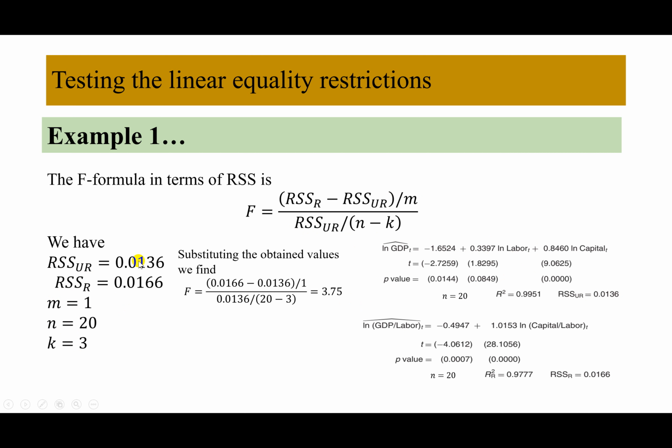So substituting these values into the formula will give the F value. Here F is equal to 0.0166 minus 0.0136 divided by 1, divided by 0.0136 divided by 20 minus 3. After simplification, we get the F value of 3.75.